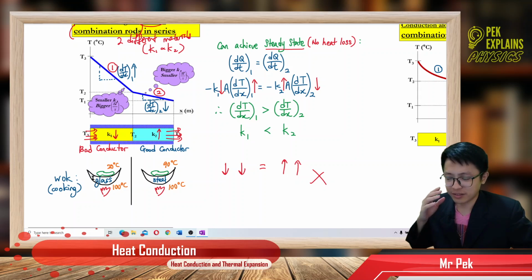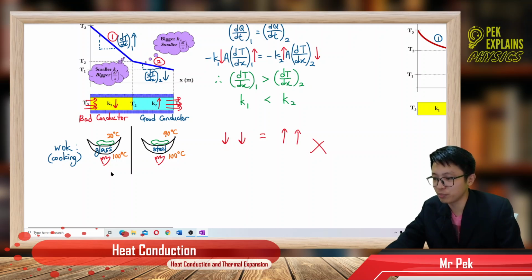But after so long, the food cannot be cooked. The food is still 20 degrees Celsius. You see the difference in temperature? 100 and 20 degrees Celsius. The difference is 80. That means the temperature gradient is very high. This end is 100. The other end is still 20. You see that the difference in temperature is so big. So this glass has a very low thermal conductivity, but the dT/dx is very big.